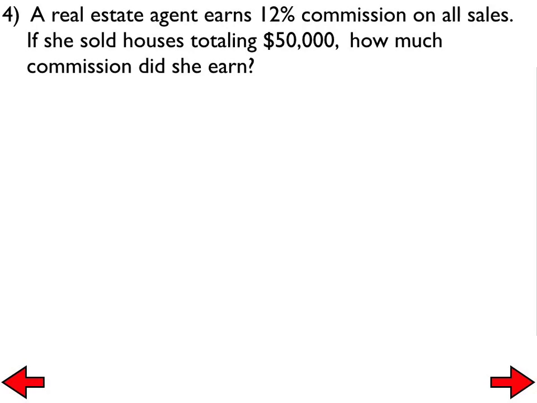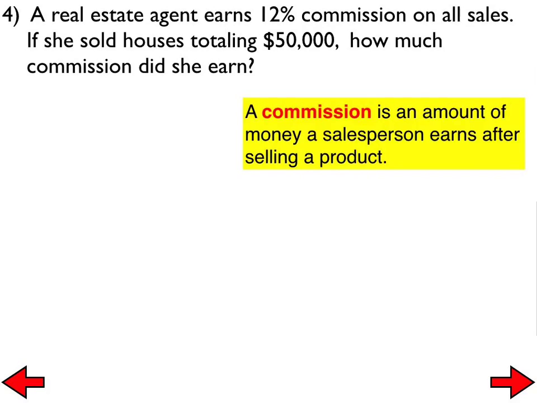A real estate agent earns 12% commission on all sales. If she sold houses totaling $50,000, how much commission did she earn? In the box on your notes, write this down. A commission is the amount of money a salesperson earns after selling a product.